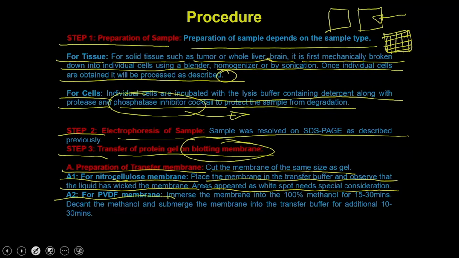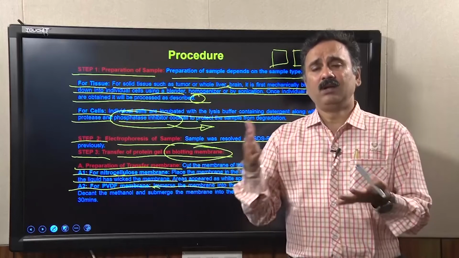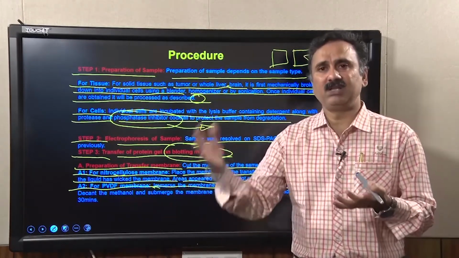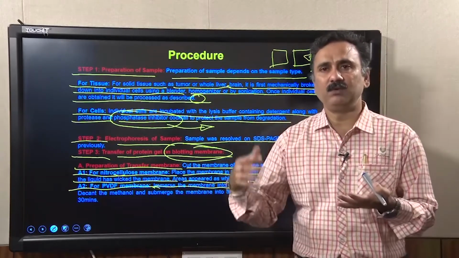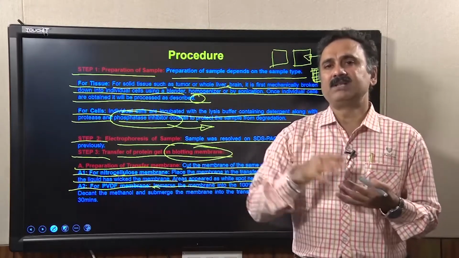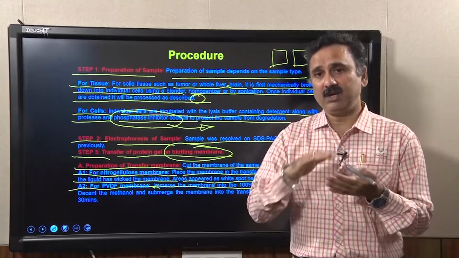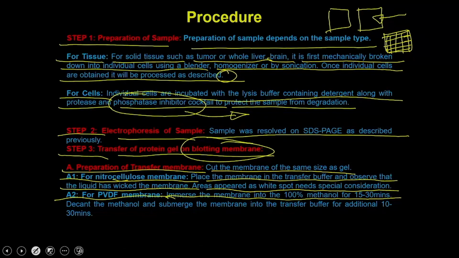If you are using the PVDF membrane, which is a hydrophobic membrane, then what you have to do is immerse the membrane into 100% methanol, because you have to do a charging step. Because it is a hydrophobic membrane, it will not bind the protein very nicely, so it has to be charged with a polar solvent. So, you first incubate the PVDF membrane in 100% methanol for some time, and then you add the transfer buffer, and the PVDF should take up the buffer and also should not show any white color. Decant the methanol and submerge the membrane into the transfer buffer for an additional 10 to 30 minutes. So, with this the transfer membrane is going to be ready, and then you have to set up the electroblotting.